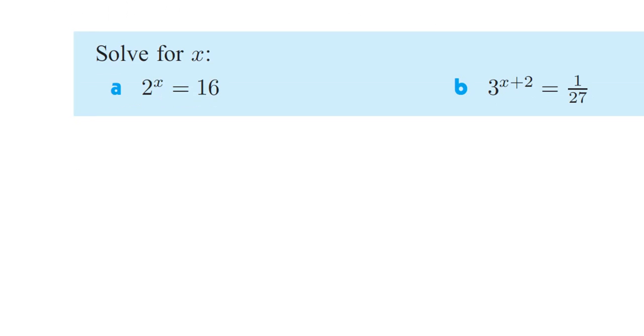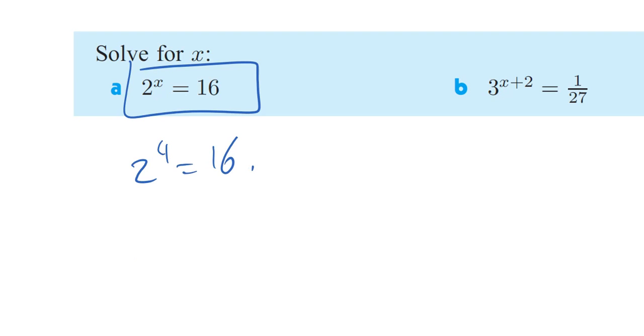So 2 to the x equals 16. Okay, so we need to think, well, what power of 2 is 16 going to be? Of course, 2 to the power of 4 is 16, right? Okay, well, this tells me straight away that x is going to be 4, right?